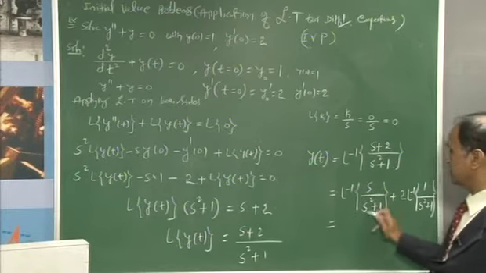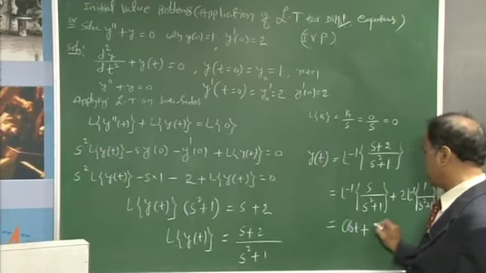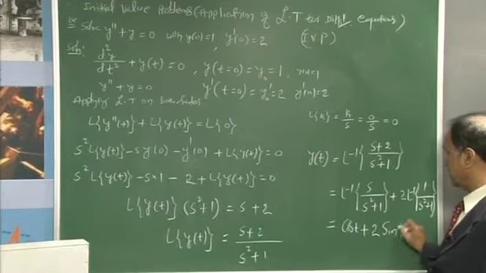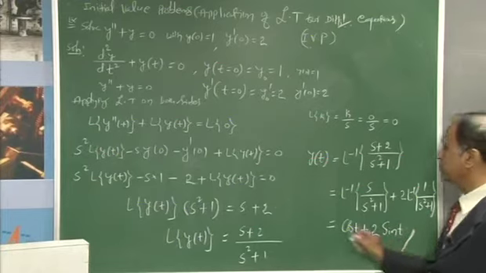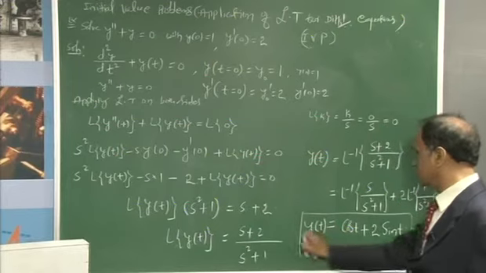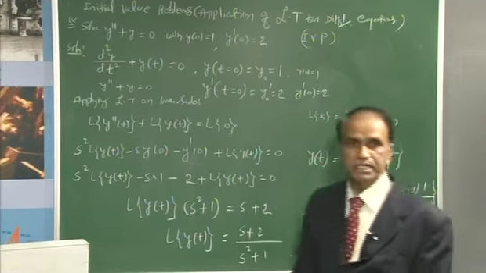L inverse of s divided by s square plus 1 gives us cos of t, and plus 2 times L inverse of 1 by s square plus 1, which is sin of t. So this should be your answer. Then y of t is your function. Now you can make use of this result for any interpretation.